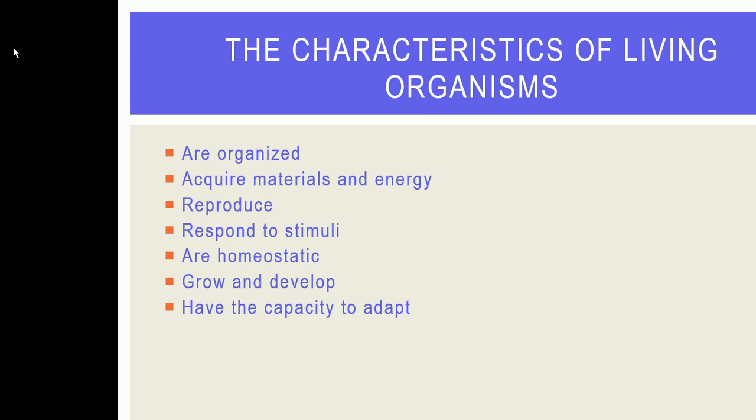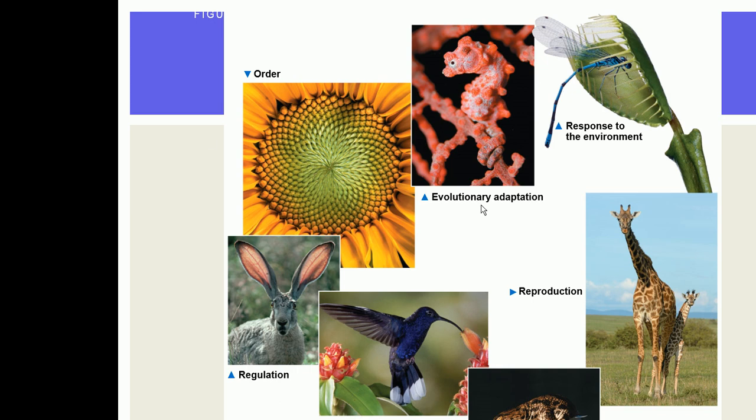And these are some of the characteristics of living organisms. Living organisms are organized, they need energy for living, they reproduce, they respond to stimuli, they are homeostatic, which means they can maintain the internal environment, they grow and develop, and they have the capacity to adapt. So this basically pictures for you the characteristics of living organisms. You can see that living organisms have an order, they are structured, they adapt to the environment, and they respond to the environment. All living organisms reproduce, grow and develop, obtain energy from the environment, and also maintain homeostasis.